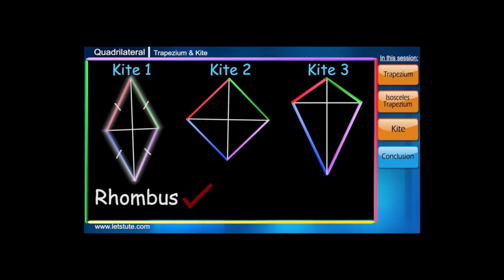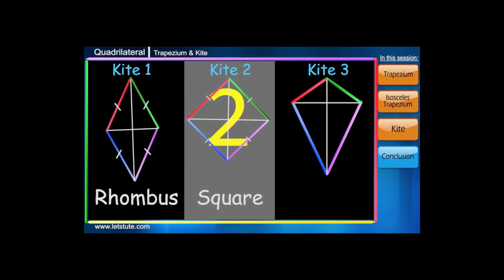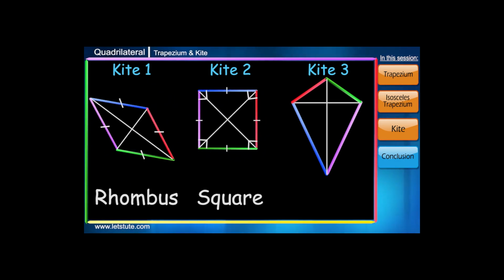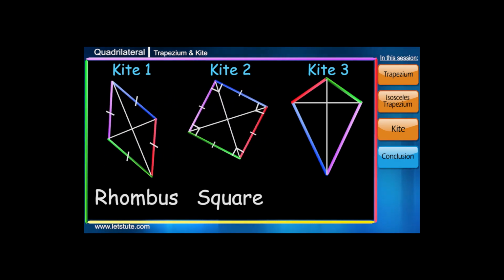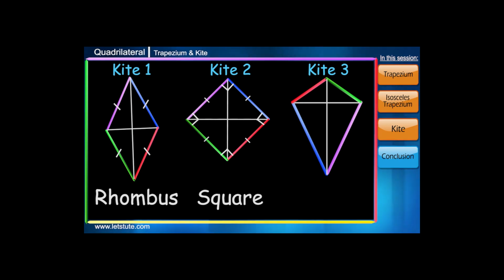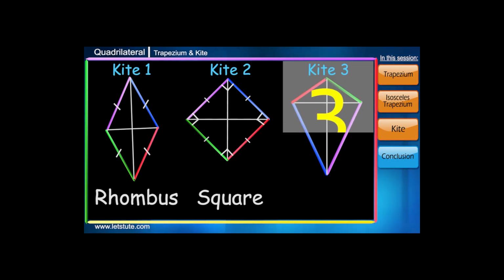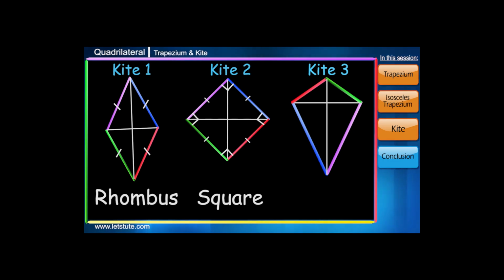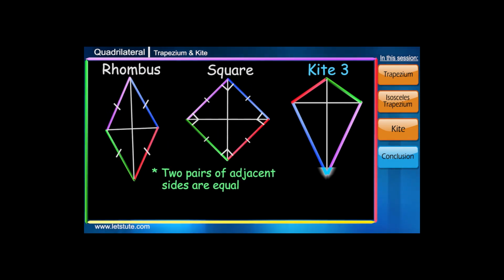It could have been a square also, like my second kite, as it makes 90 degrees of angle at the corners. Simply, if we rotate or flip a rhombus or square, it looks like the shape of a kite only, right? My third kite is a very special one. We haven't seen such a quadrilateral till now. Both pairs of adjacent sides are equal. This is one of the criteria for a quadrilateral to be a kite.